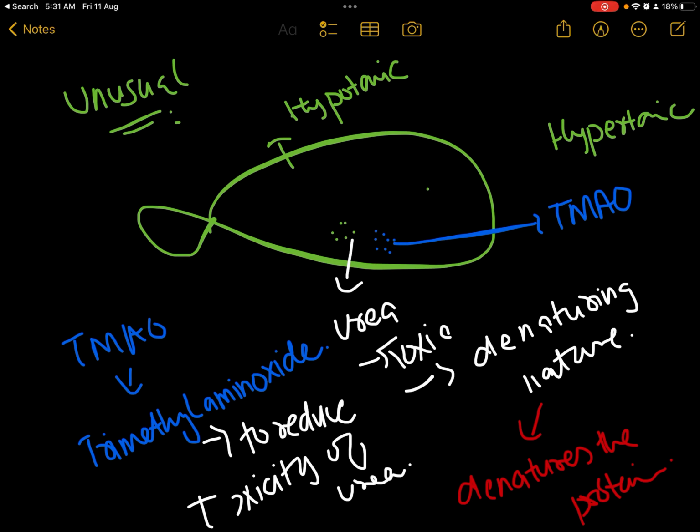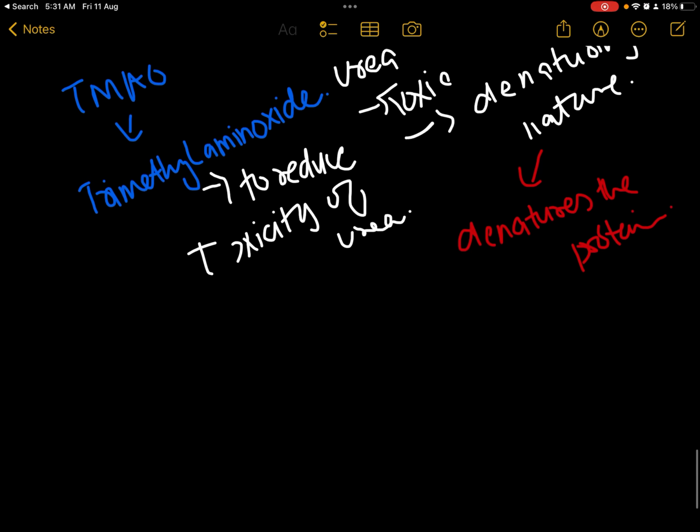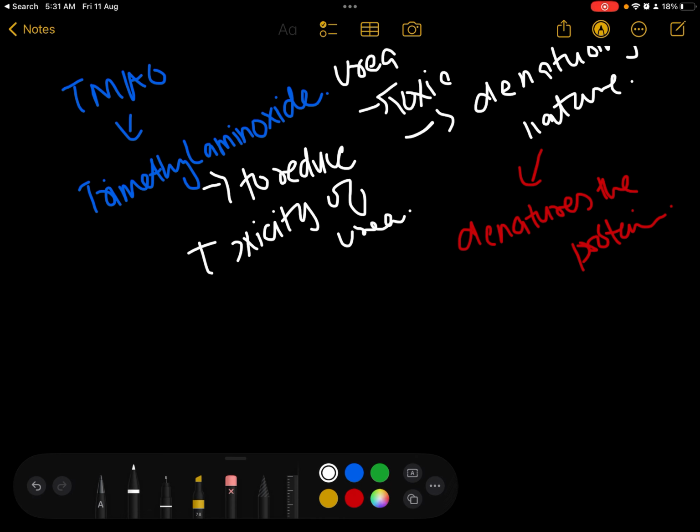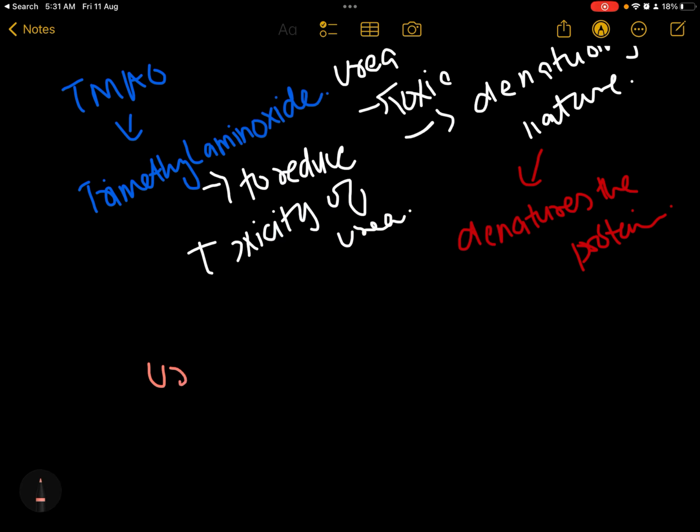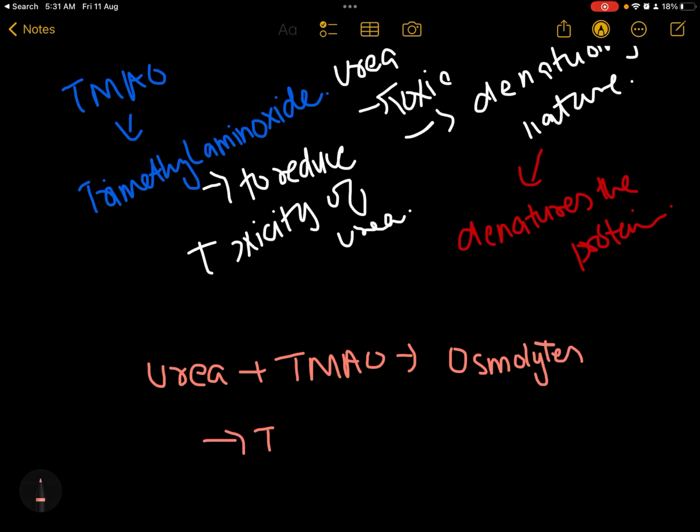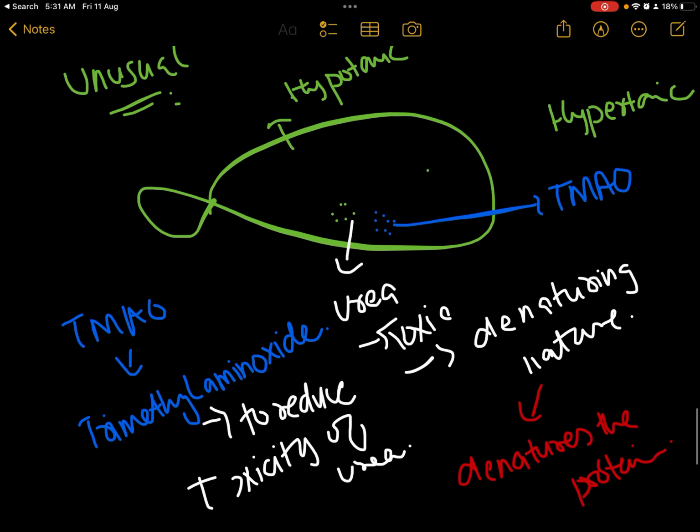These two substances, urea plus TMAO, are known as osmolytes. Why? Because they increase solute concentration in the body. So in order to cope with the salt, since urea and TMAO are also there, the body of this fish is converted into a hypertonic condition.